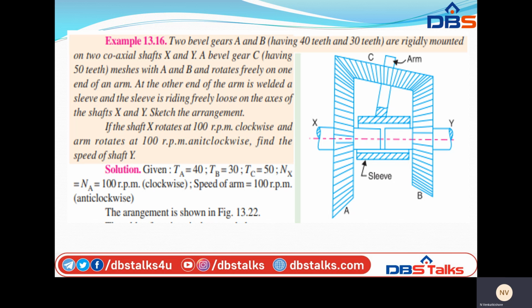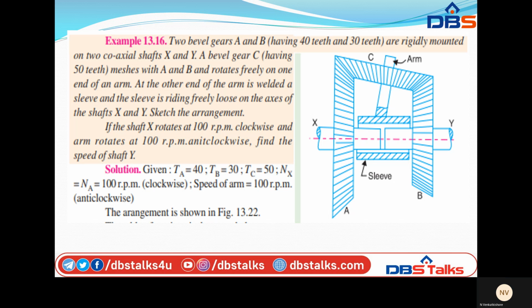One thing is to be connected, welded. So if the shaft X is rotating at 100 rpm, that is a speed Nx equals 100 rpm clockwise. You need to mention it correctly, clockwise. Nx equals 100 rpm clockwise, and the arm rotates at 100 rpm anti-clockwise. The arm is rotating at the same 100 rpm but in the anti-clockwise direction.